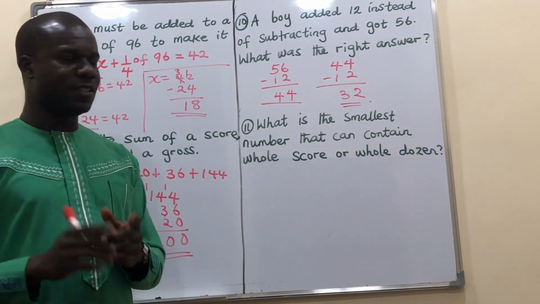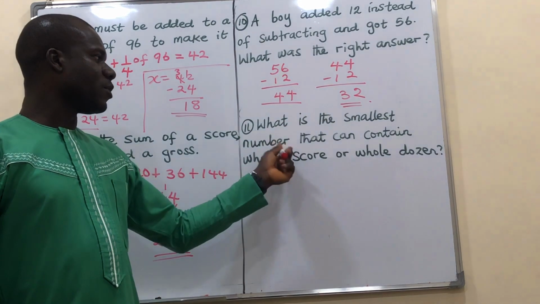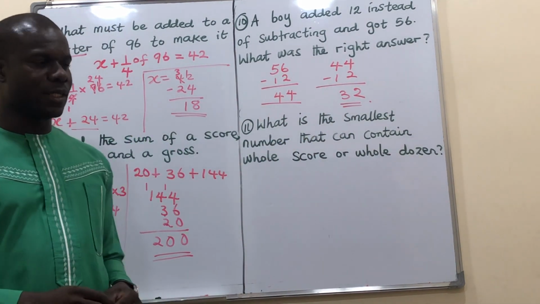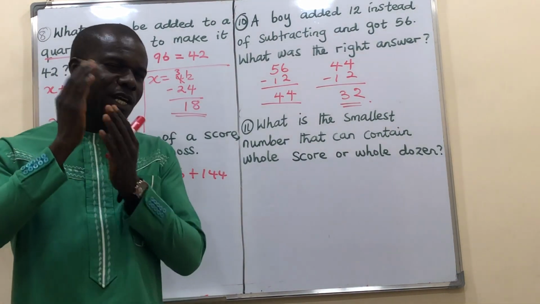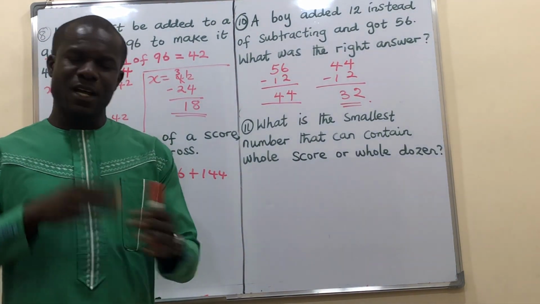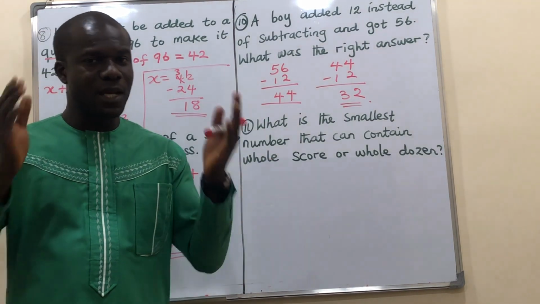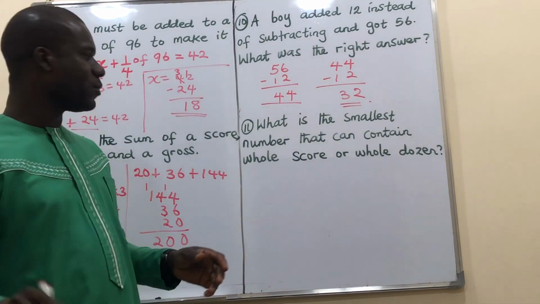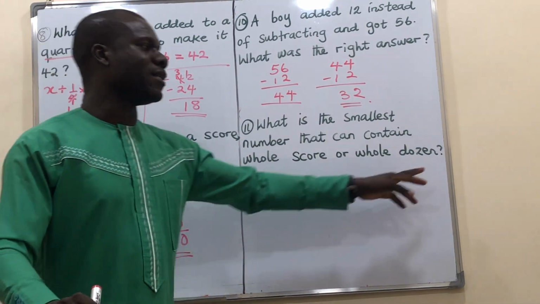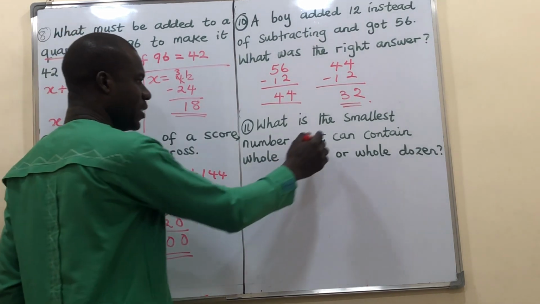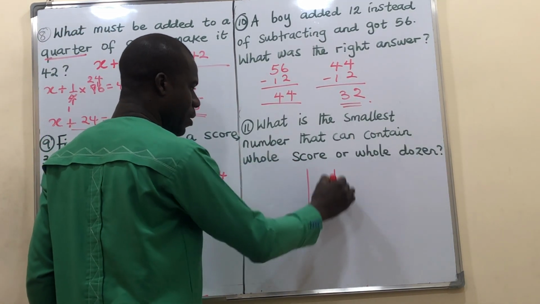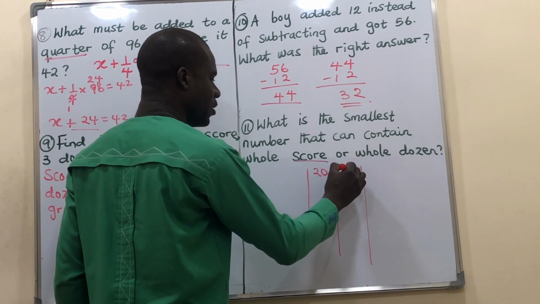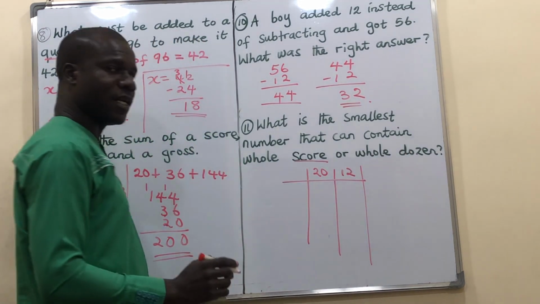Question 11 appears tricky. What is the smallest number that can contain whole score or whole dozen? There's something I always tell the kids I teach. Whenever you hear the word smallest, least, lowest, know that they are talking about LCM. So all we need to do is to look for the LCM of score and dozen. See, there's a smallest. What is score? Score is 20. What is dozen? Dozen is 12.